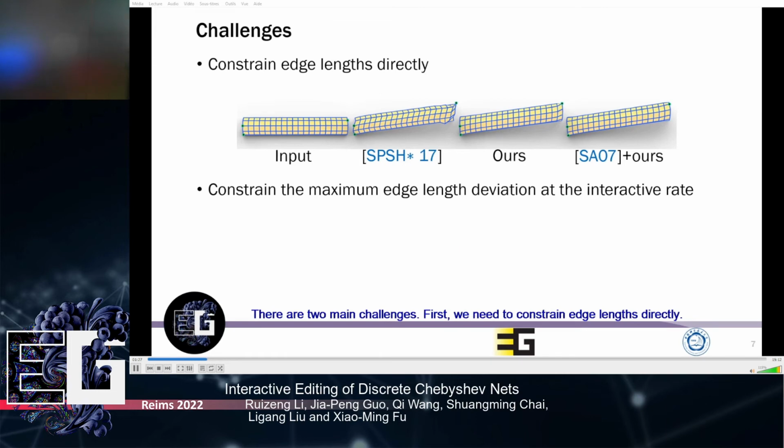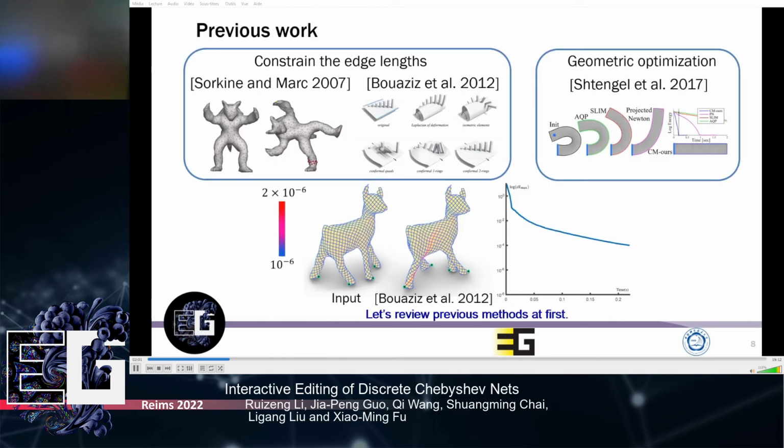There are two main challenges. First, we need to constrain edge length directly. That's different from isometric constraints because deforming discrete Chebyshev nets has shared degrees of freedom. We show a figure here. The results all preserve edge length by different methods, but they are quite different because of freedom on sharing. Second, constraining edge length is a nonlinear and non-convex problem. So it's challenging to solve this optimization problem at the interactive rate.